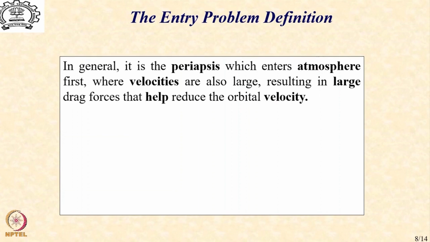The reason why this point is mentioned is that it is the point at which the object has the maximum velocity while in the orbit or on trajectory. So the object will enter the atmosphere with a very large velocity, and even if it is entering at a very high altitude so that the densities are small, because the velocities are very large, it will immediately generate a large amount of drag force.